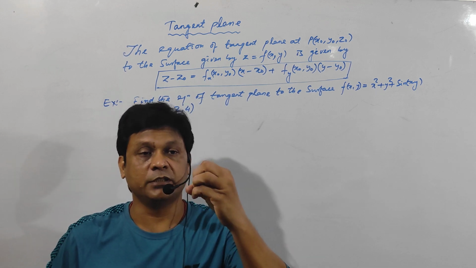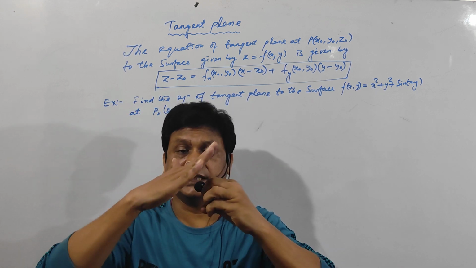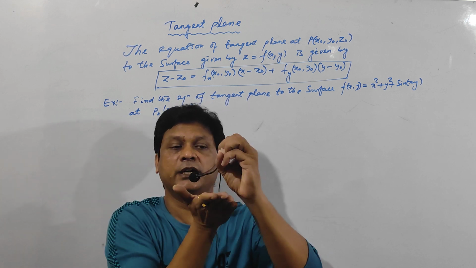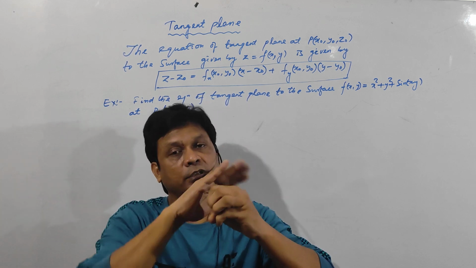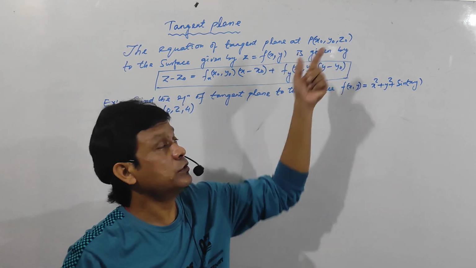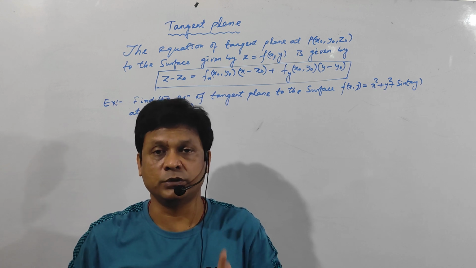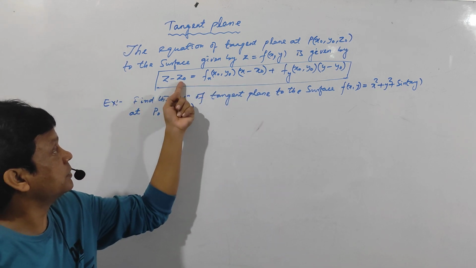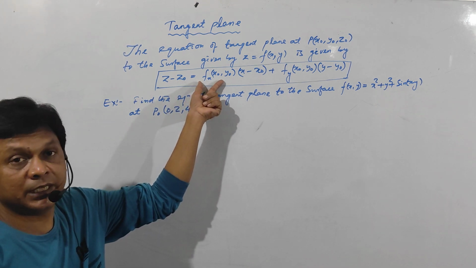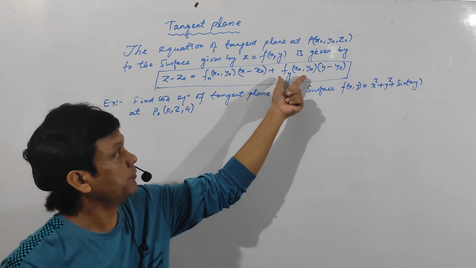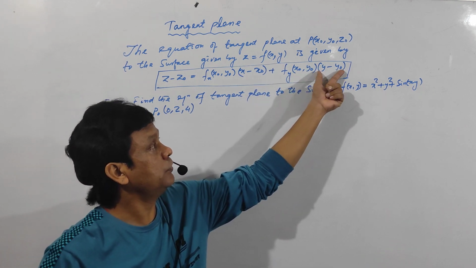That means, if this is a surface, the tangent plane at this point will be like this, at this point will be like this, at this point will be like this. At different points, it will be different. So the point should be given, and the point is x0, y0, z0. Okay, so the equation of the tangent plane is z minus z0 equals del f by del x at x0, y0 into x minus x0, plus del f by del y at x0, y0 into y minus y0.